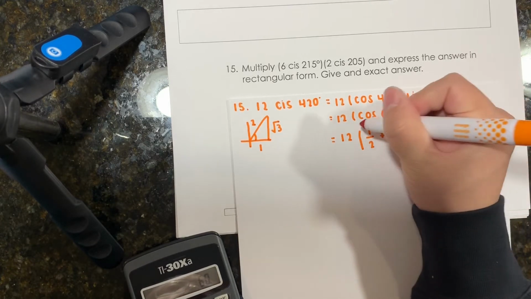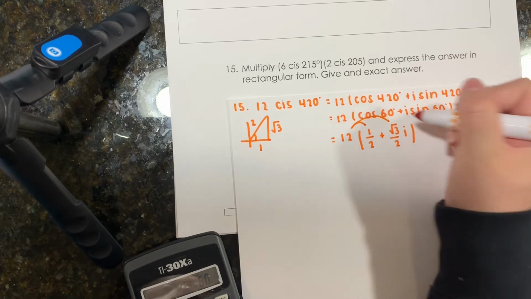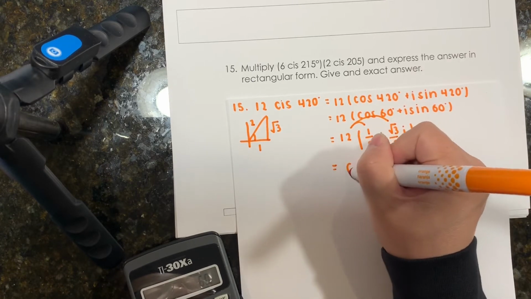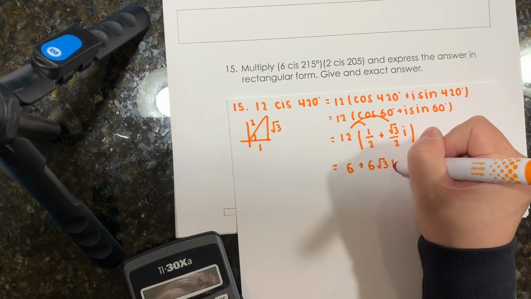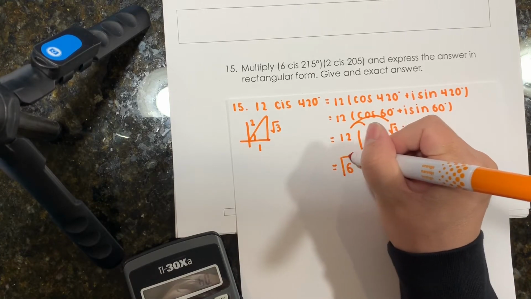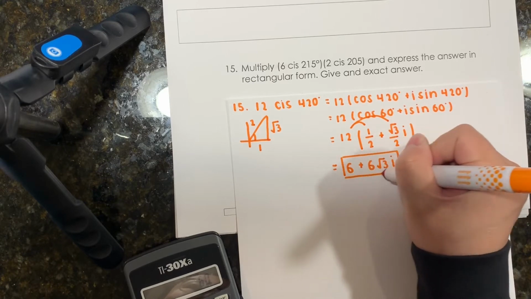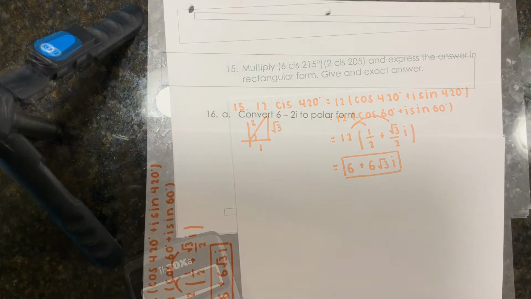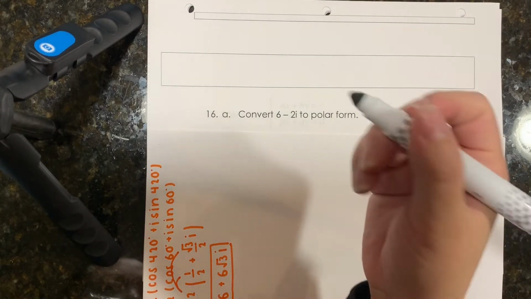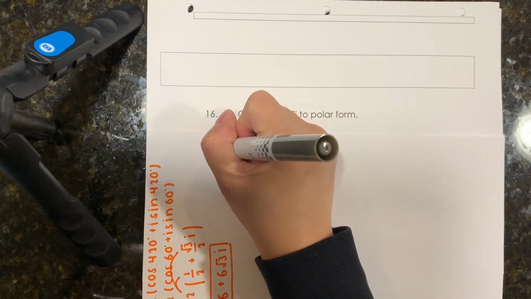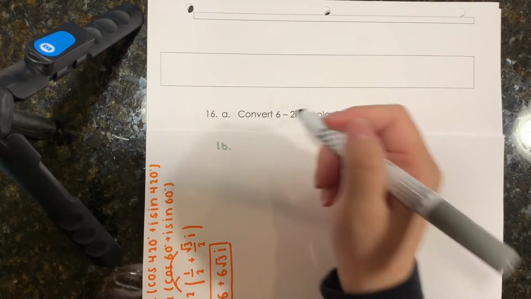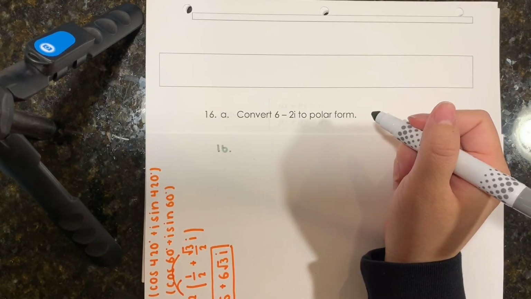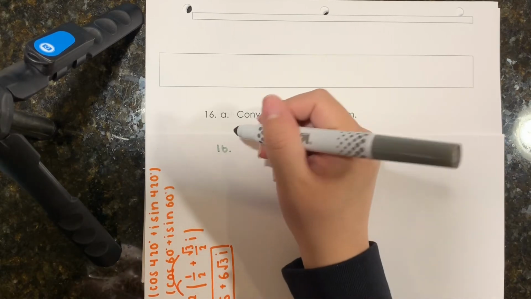And then all you have to do is distribute your 12. So 12 divided by 2 is 6 plus 6 root 3, I. And that concludes number 15. For number 16, we have 16a, which tells us 6 minus 2i, meaning it goes to the right 6, and then the negative 2i tells us up or down, so that would be down 2.